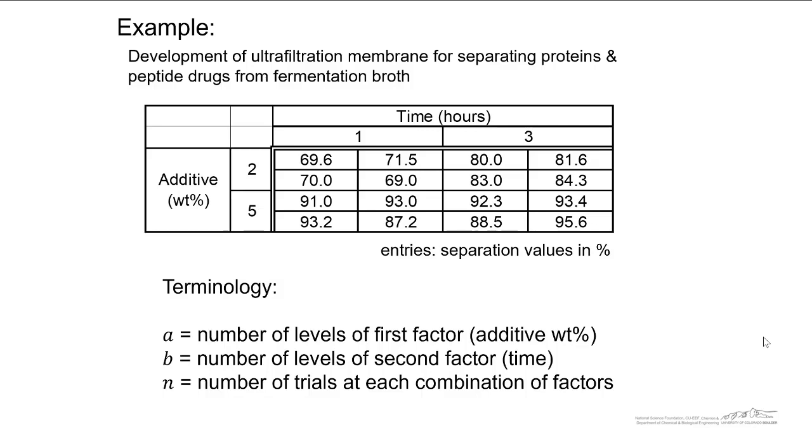So A should be 2. We have 2 weight percents of additive. We have two different levels for time. So B is 2. And we have n equals 4 trials at each combination of factors. Big N, therefore, is just A times B times n, or 16 total observations.